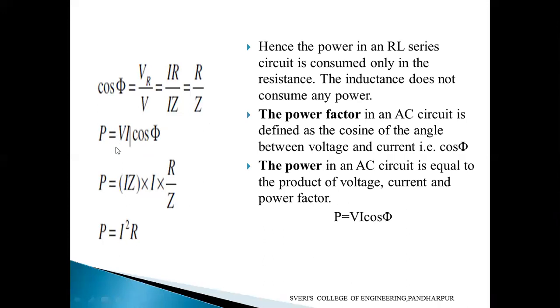We know that power P equal to VI cos phi. In place of V, I will write IZ, and I as it is, and cos phi equal to R by Z. So P equal to I square R. What do you mean by resistance? For the pure resistance, P equal to I square R only. V equal to IR, so I into I, I square R. So it acts as a pure resistance only.